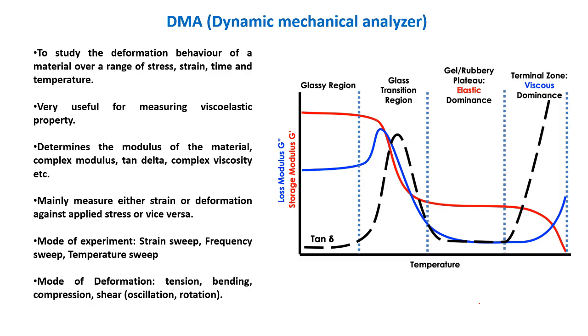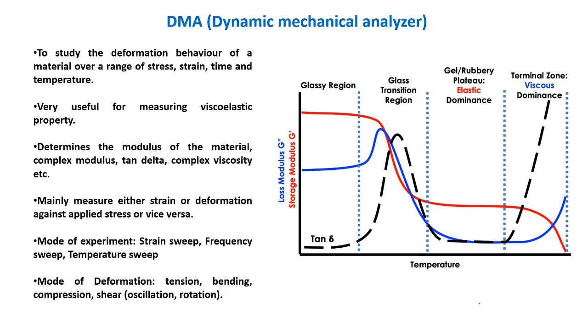Then the mode of experiment can be strain sweep, frequency sweep, or temperature sweep, and the deformation can be of tension, bending, compression, shear, oscillation, rotation, etc. So here is a typical diagram for a dynamic analyzer, showing how the property can change or vary as a function of temperature.